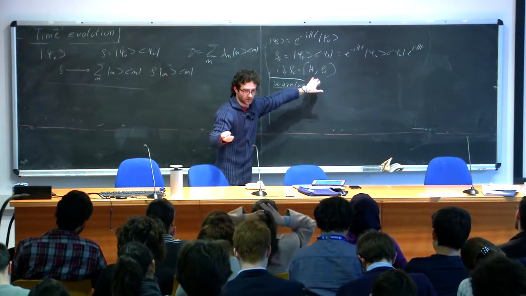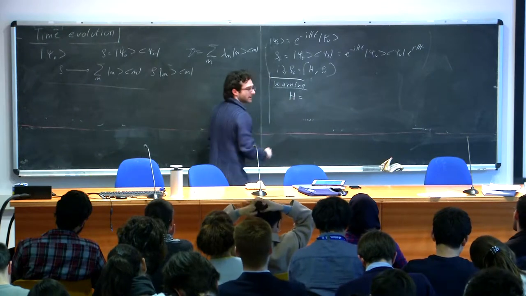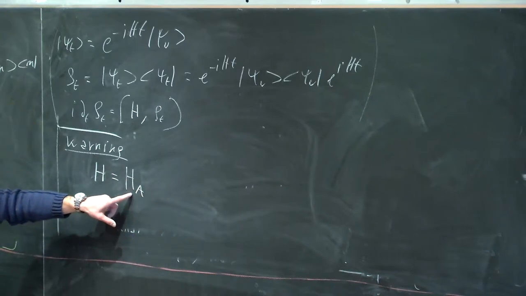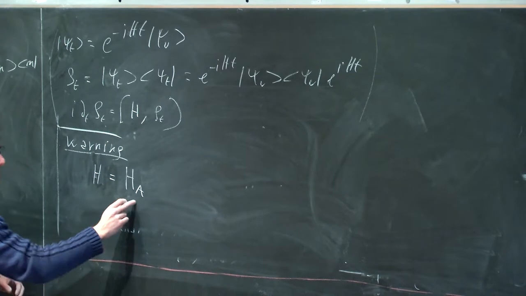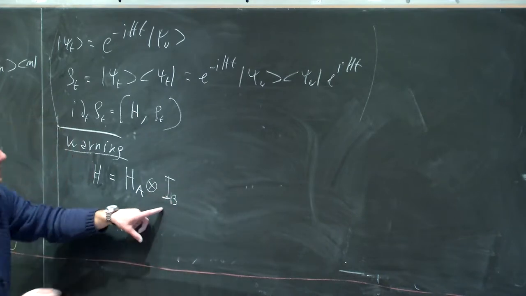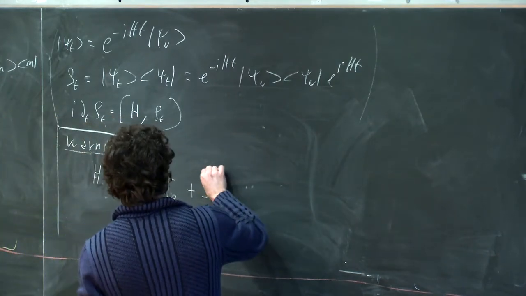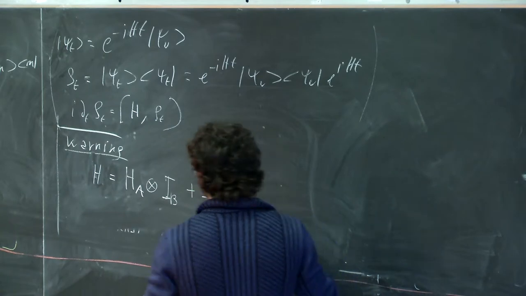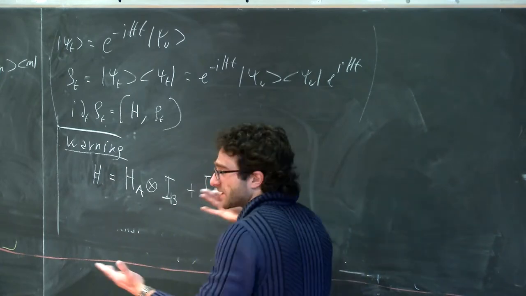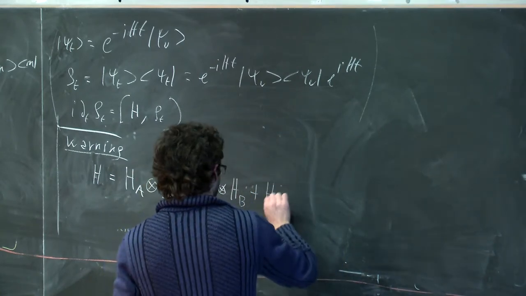And you can immediately see this if you want. Let's assume that our Hamiltonian can be written as the sum of three terms. There is one term which acts only on the subsystem A and acts like the identity on the rest of the system. Then we have another term that instead acts like the identity on the subsystem and like some non-trivial operator on the subsystem B. But then you can also have some terms which act on both A and B. So you can always write the Hamiltonian in this way.